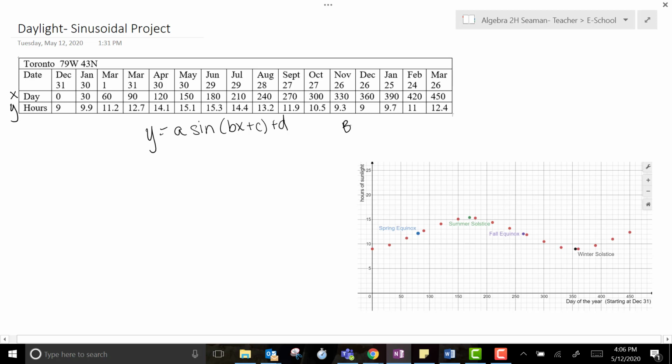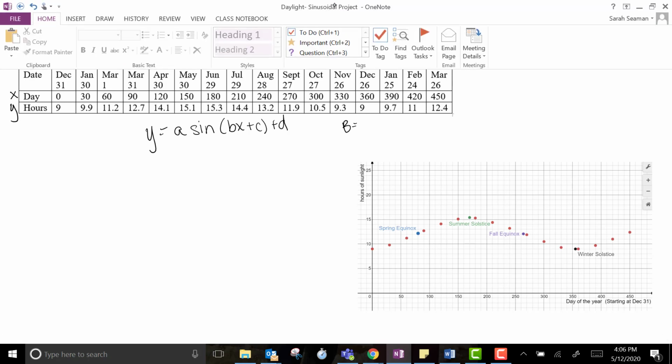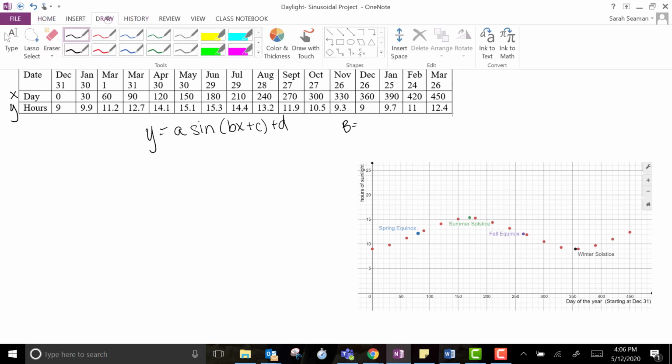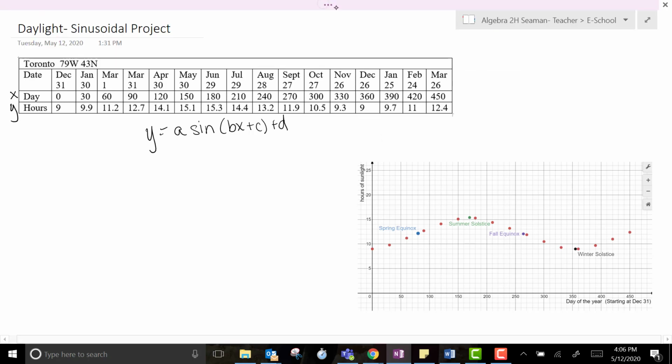We know that b equals 2, or sorry, that b value. To get that b value, or that period, it would have been 2 pi divided by b. But in this case, since we are using degrees, we're going to say 360 divided by b.